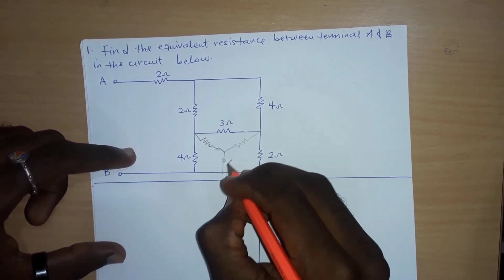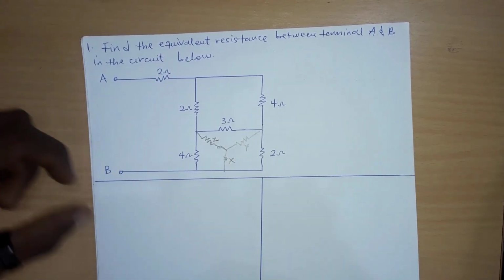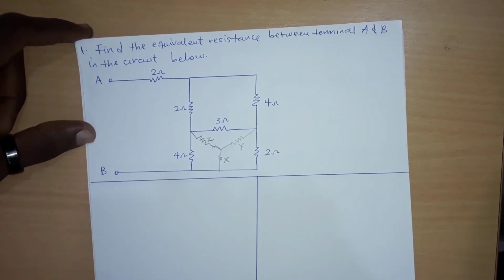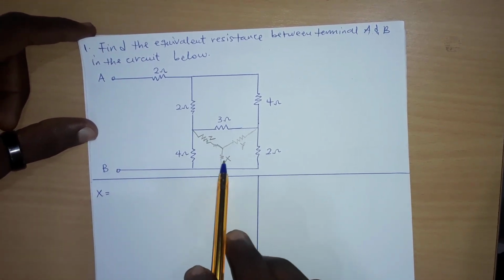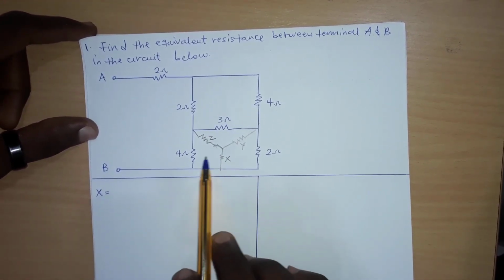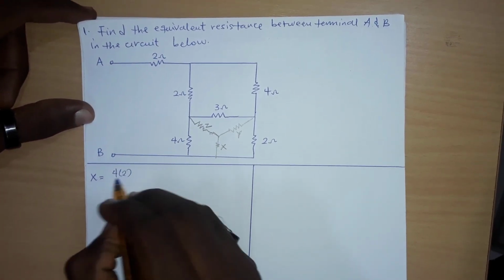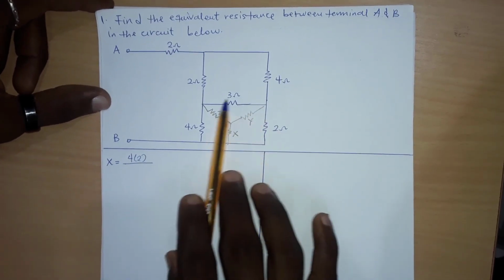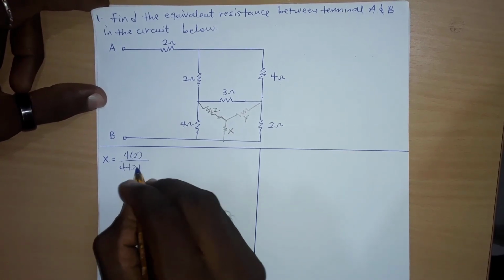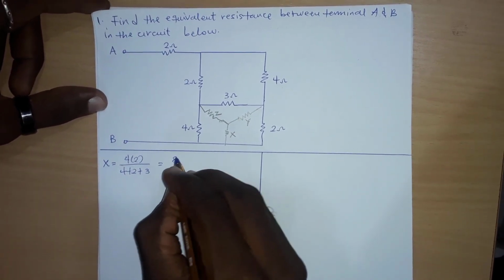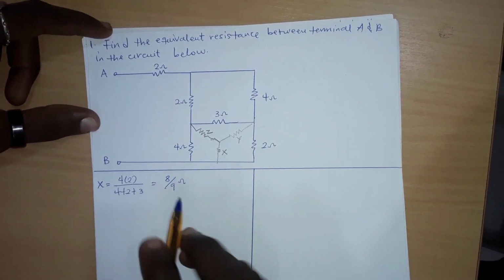So let's say here is X, here is Y, and here is Z. From the transformations that we learned, we knew that if you want to find X, it should be the resistors sandwiching this X, and in this case it's 4 and 2. So we will multiply them, 4 times 2, and then we will divide by the summation of the resistors of the delta. In this case 4 plus 2 plus 3, which is 8 on 9. So we know that X is 8 on 9.